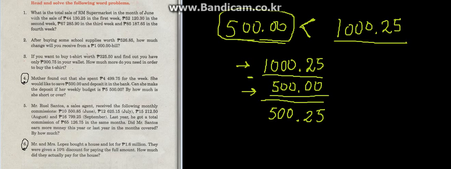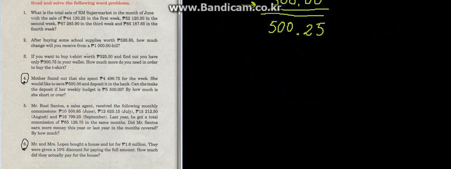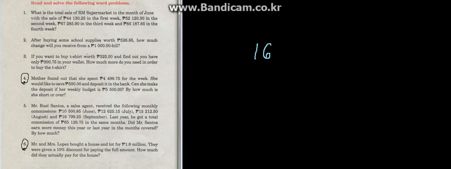Now let's go to problem 6. In problem 6, I'll read the problem. Mr. and Mrs. Lopez bought a house and a lot for 1.6 million. So how much is 1.6 million? It's this much. This is 1.6 million. They bought a house for 1.6 million. They were given a 10% discount for paying the full amount. How much did they actually pay for the house?